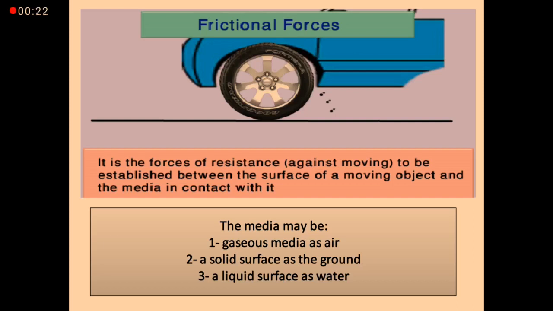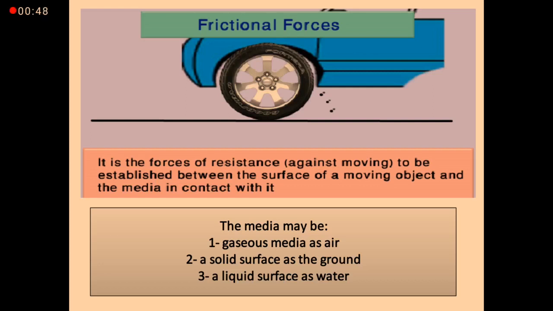Try to push a pole in a ground and leave it for a while. What happens? The pole will slow down until it stops. What is the reason of stopping and slowing the pole? It is the friction force that comes between the pole and the ground, and it is acting in the opposite direction of the motion of the pole.